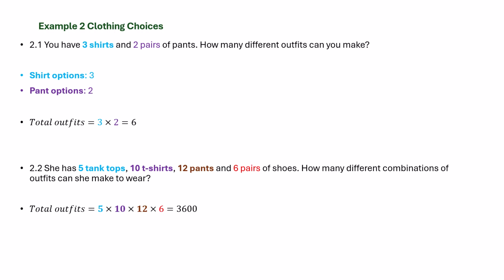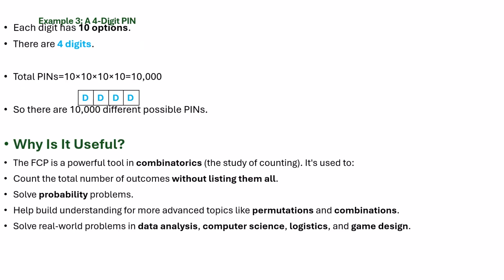Right? You can also look at another example. So example 3, a 4-digit PIN. Right? So we say each digit has 10 options. There are 4 digits. So if I wanted to create a 4-digit PIN, using 0 to 9, then the total pins would be 10 times 10 times 10 times 10, which gives me 10,000. So there are 10,000 different possible pins if I use a 4-digit pin.